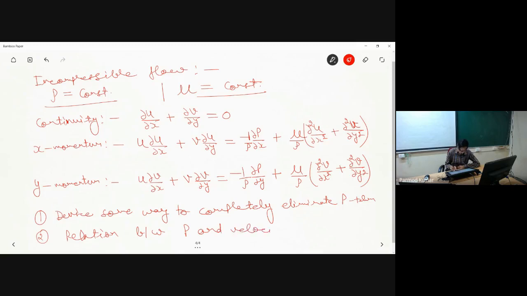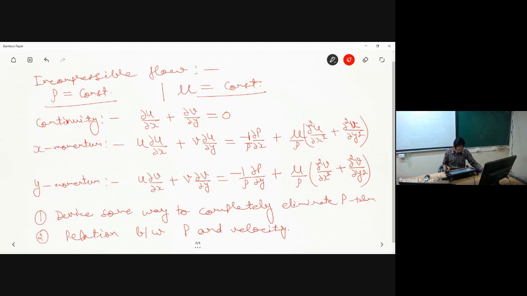Is this point clear? One thing is that we can try two approaches. The very first approach is we can devise some way where we are completely removing the pressure term from our governing equation. In the second approach, we have to find out some relationship between pressure and velocity. Let us now see each approach one by one, list their limitations, and see what the possibilities are for relating pressure and velocity, for finding out basically the pressure gradient terms.